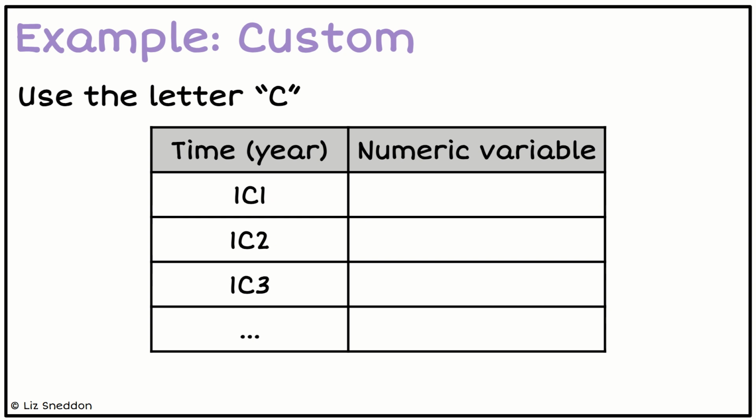If I have a different period other than these predefined ones, then we can use the letter C. So this is for custom ones. So we use the letter C, so it's always number, letter C, and number. And you can decide what might be appropriate for your data set if that's what you have.